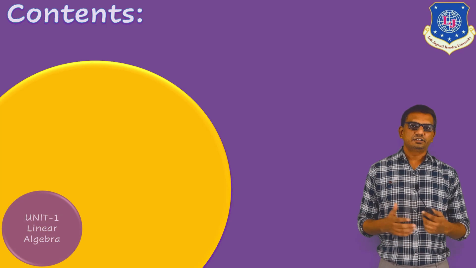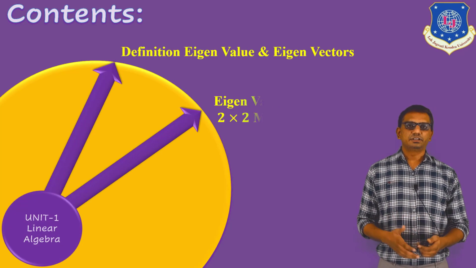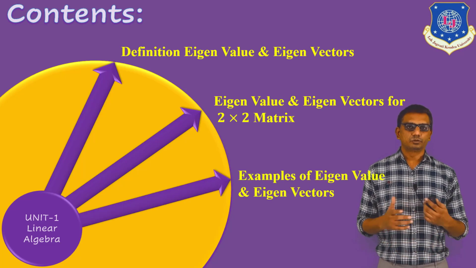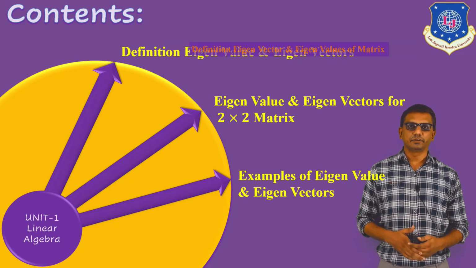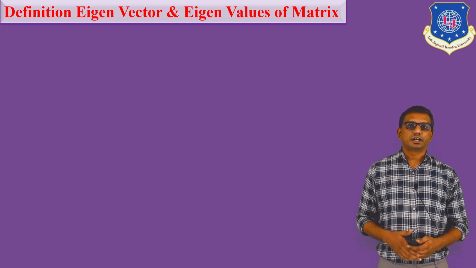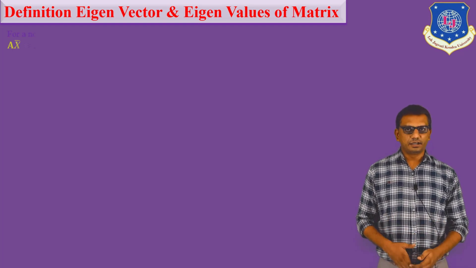Now we will start with the contents from Unit number 1, Linear Algebra: the definition of eigenvalues and eigenvectors, eigenvalues and eigenvectors for 2 by 2 matrices, and examples of eigenvalues and eigenvectors. So let us start with the definition of eigenvalue and eigenvector for any square matrix.